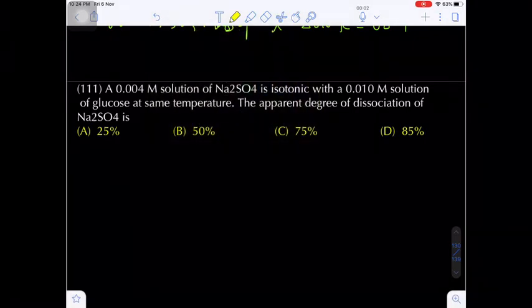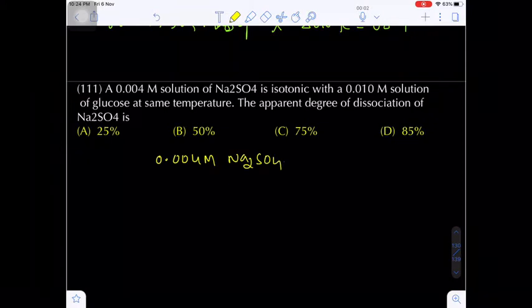111. In question number 111, a 0.004 molar solution of sodium sulfate is isotonic with a 0.01 molar solution of glucose at the same temperature. The apparent degree of dissociation of sodium sulfate? Here we have two solutions. The first is 0.004 molar sodium sulfate and the other is 0.01 molar glucose.